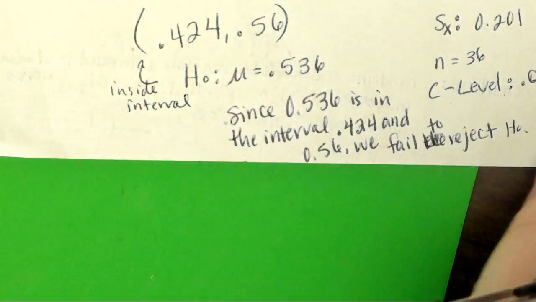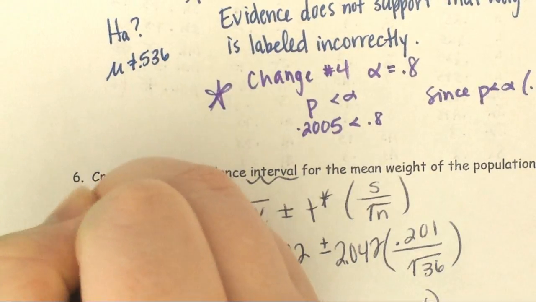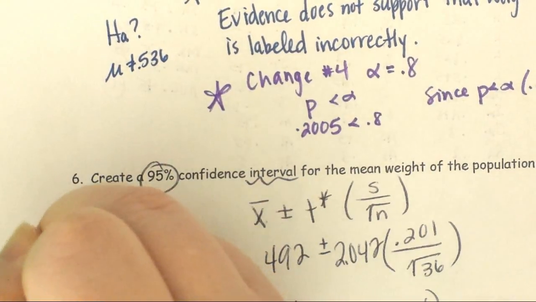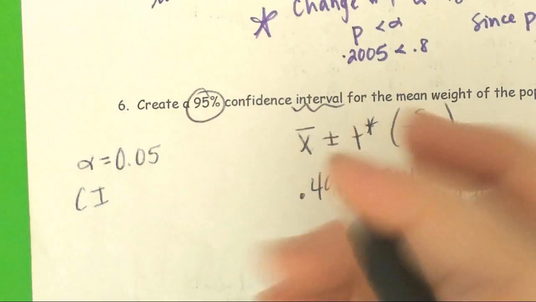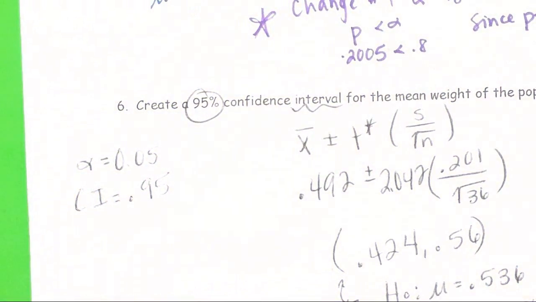Isn't it interesting that the significance level, alpha, was 0.05, and our confidence interval, if we changed it to a decimal, was 0.95? Isn't it interesting that those two things add up to 100%? And that should always happen. So if you had an alpha level of 0.01, then you should do a 99% confidence interval. They do correlate.